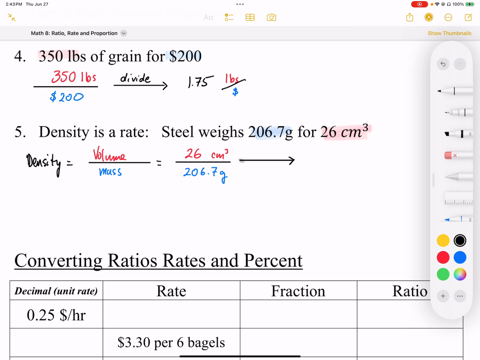So I'm going to take 26 divided by 206.7. That's going to give me some really awkward number. So it's going to be 0.1. I'm going to round that to 3. And again, make sure you know the units, which way it goes. It's centimeters cubed on top compared to 1 gram on bottom, or centimeters cubed per gram. So 1.13 centimeters cubed per gram is the density of steel.